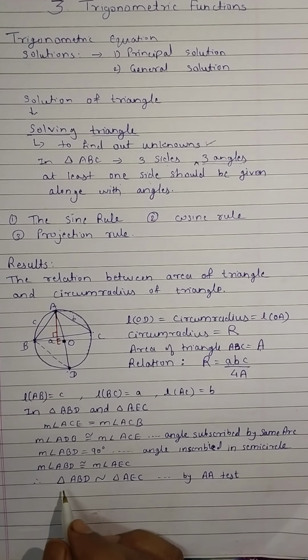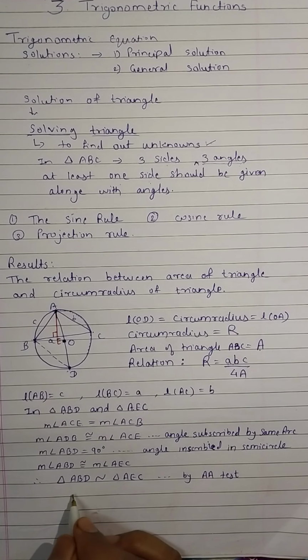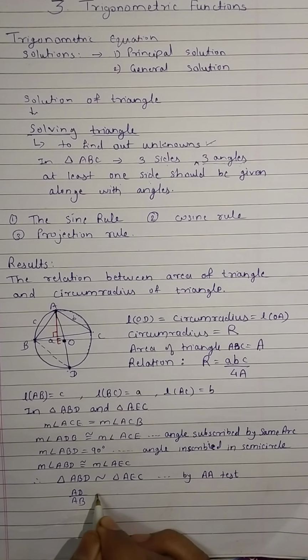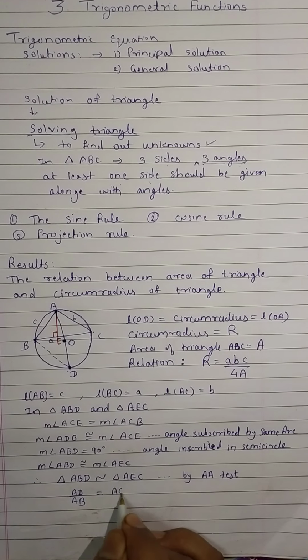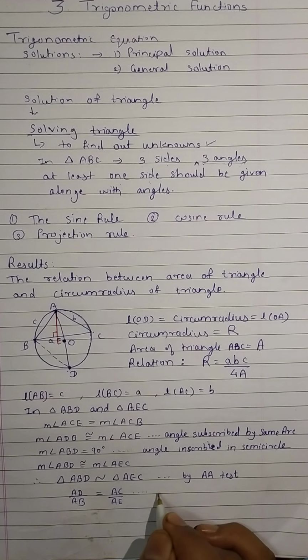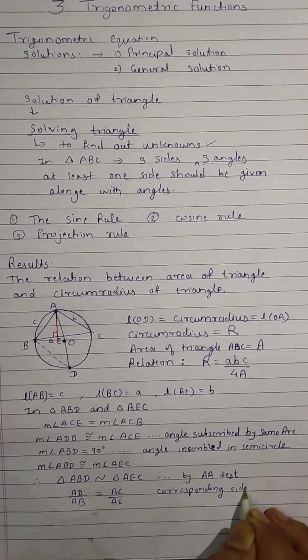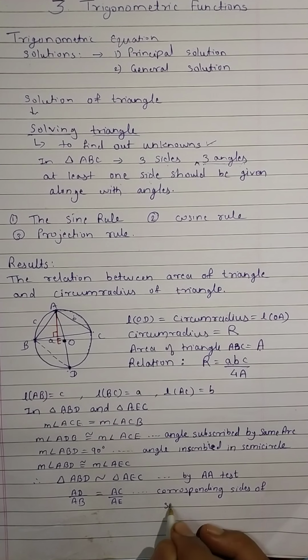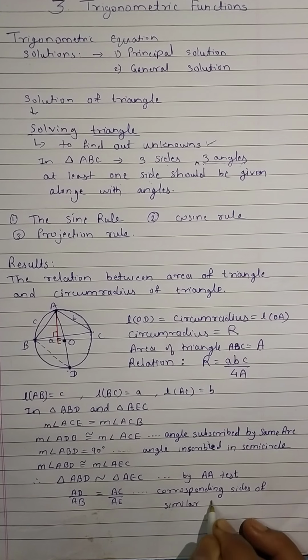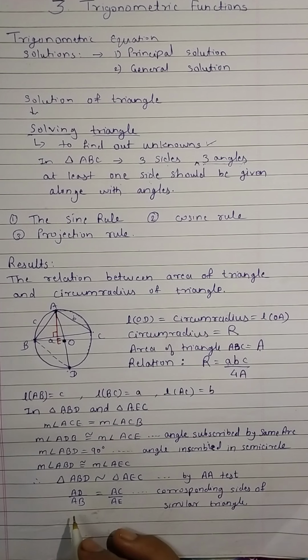Now since these triangles are similar, the corresponding sides are in the ratio. So we'll write AD upon AB is equal to AC upon AE. These are the corresponding sides of similar triangles, or you can write by similarity of triangles. This also you can write.